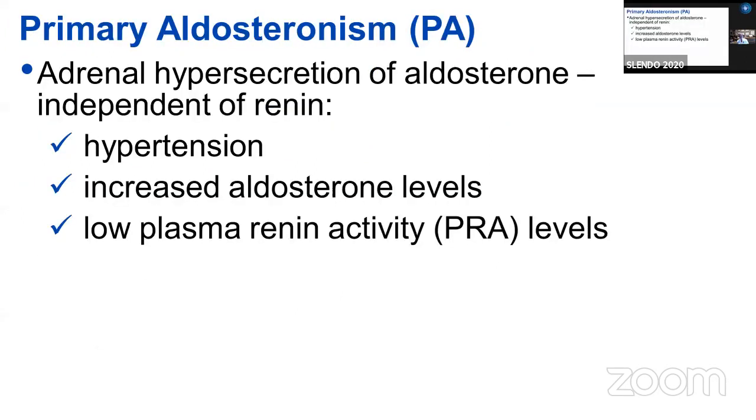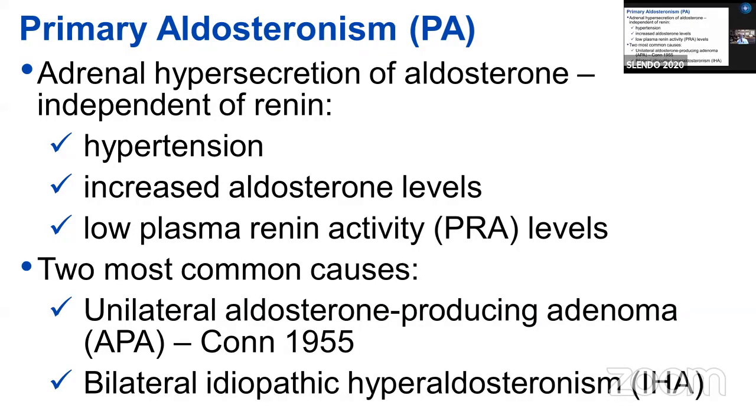Primary aldosteronism is the adrenal hypersecretion of aldosterone independent of renin. So patients present with high blood pressure, high aldosterone levels, and low plasma renin activity levels or plasma renin concentration. Two most common causes, what Jerome Conn described in 1955: aldosterone-producing adenoma, or bilateral idiopathic hyperaldosteronism, which I'll refer to as IHA.